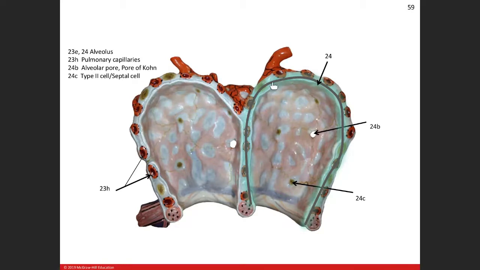So 24 is representing this hole, where this grayish line or circle is representing this whole space, an alveolus. And it's surrounded by that capillary bed. You can see we've cut through the alveoli here, and you can see some of the capillaries. Anything that's red throughout this area is a capillary. Anything brown on this model is going to be a type 2 or septal cell. These are the cells that produce the surfactant. And then you can see here is one of our pores of Kohn, or an alveolar pore.